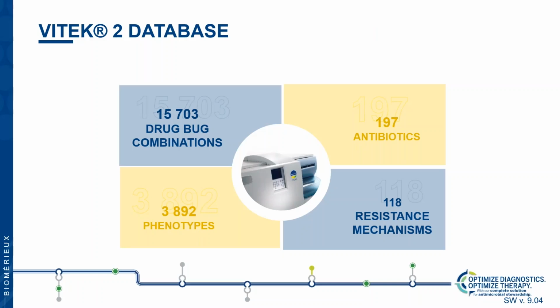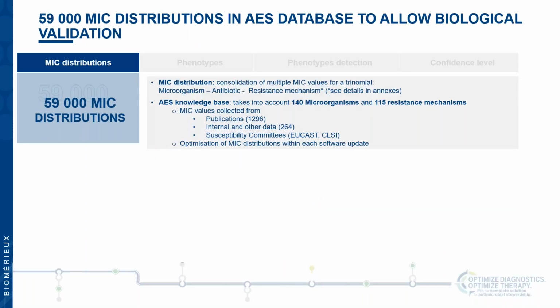The VITEK 2 database is built to represent the diversity of encountered species and existing resistance mechanisms, so that you have a robust and informative result in which you can trust. With the latest software update, we have in our database 140 microorganisms and 118 resistance mechanisms, representing 3,892 phenotypes. All of this is made up by a representation of 59,000 MIC distributions.